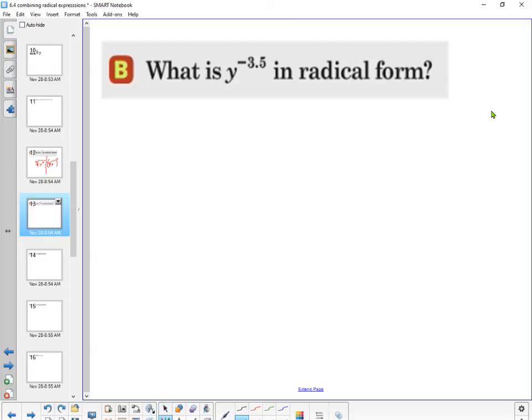So first thing, let's go ahead and make this into an improper fraction, because that's just 3.5, right? 3.5 is 7/2, right? Yes or no? Okay. How do we make this positive? You gotta flip the fraction.